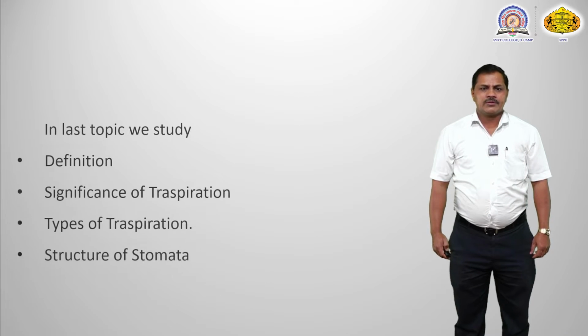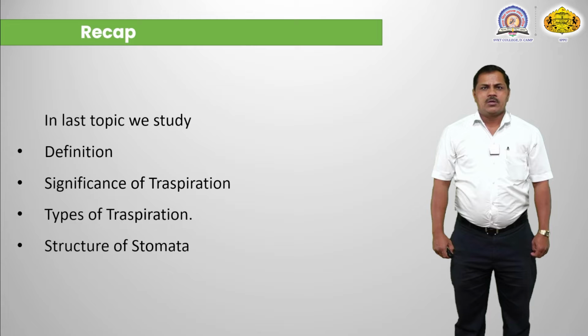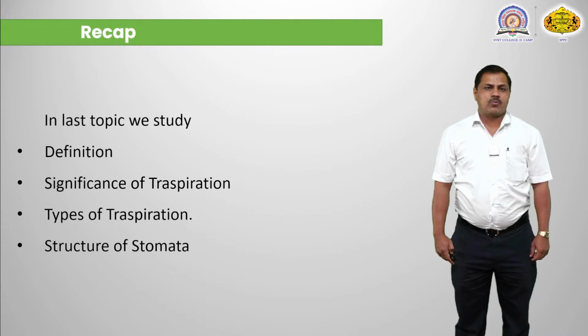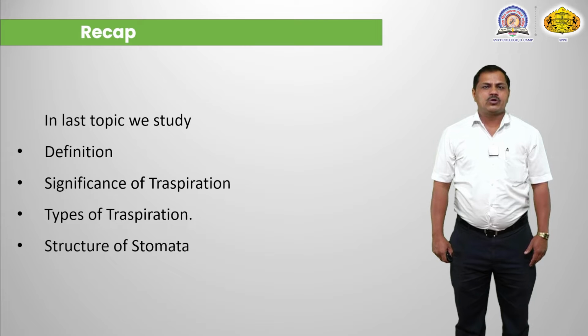Dear students, today we will continue from the previous lecture about transpiration. What is transpiration? Loss of water in the form of water vapor to the atmosphere is called transpiration. Then, the significance of transpiration. It is very useful for the loss of water molecules to the atmosphere to maintain the temperature inside the leaves as well as the atmosphere.